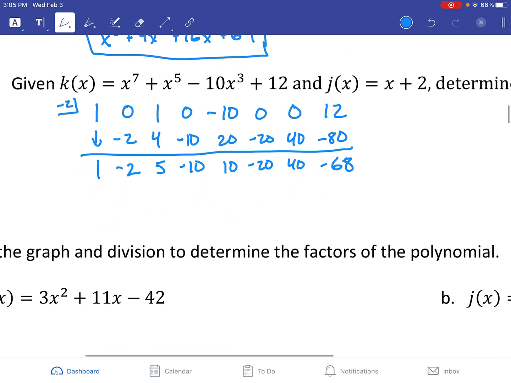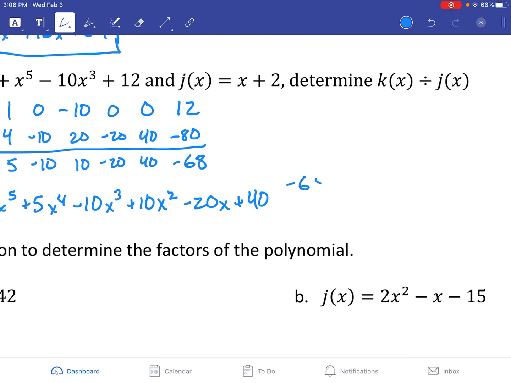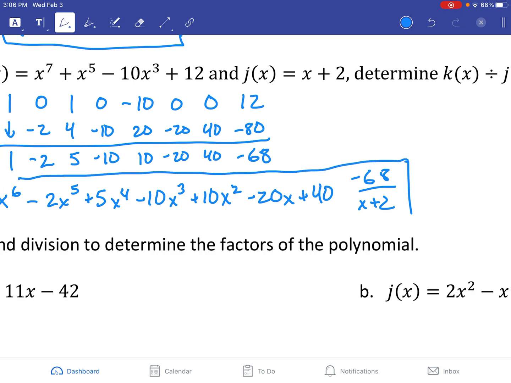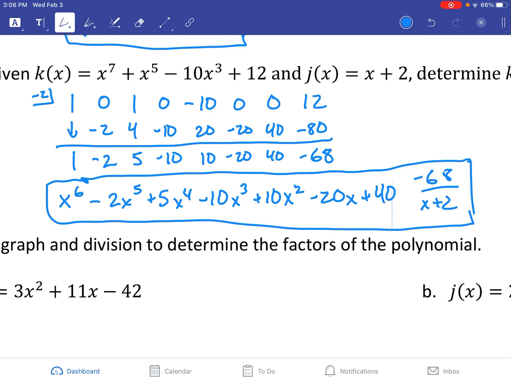Okay. So how do we write this? We divided x to the 7th by x, which means we're going to have x to the 6th minus 2x to the 5th plus 5x to the 4th minus 10x to the 3rd plus 10x squared minus 20x plus 40, and our remainder is negative 68 over x plus 2. And that is the answer to that question. Quite long, but still the answer.